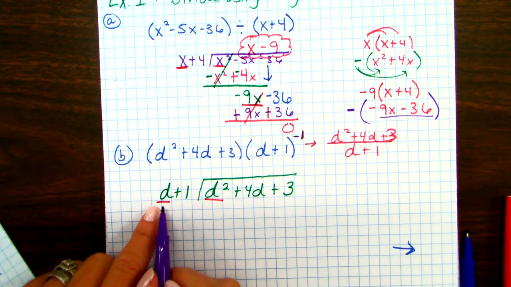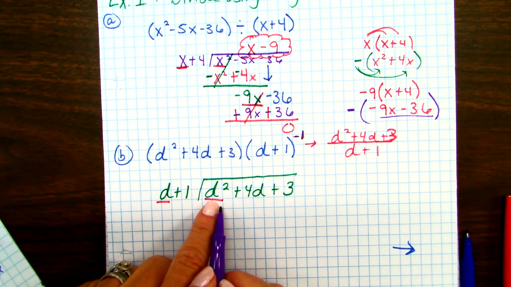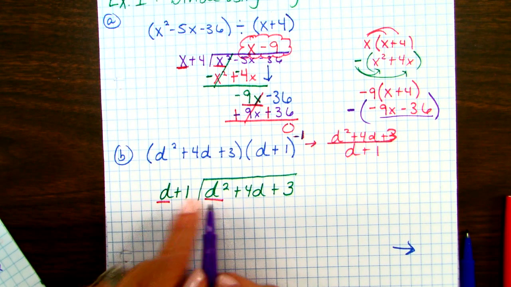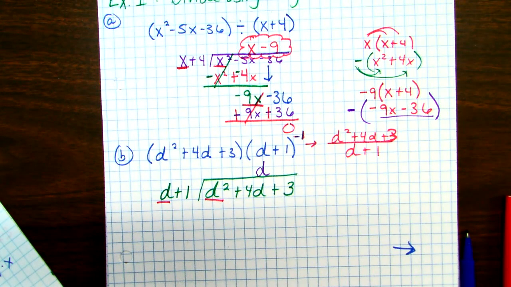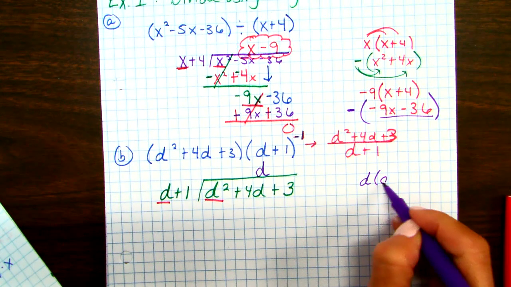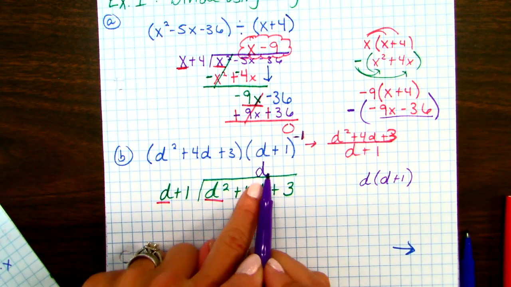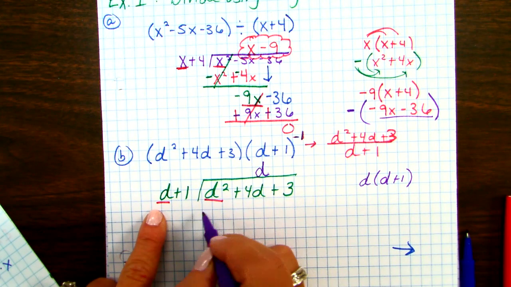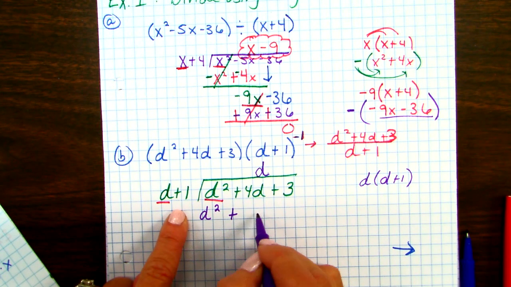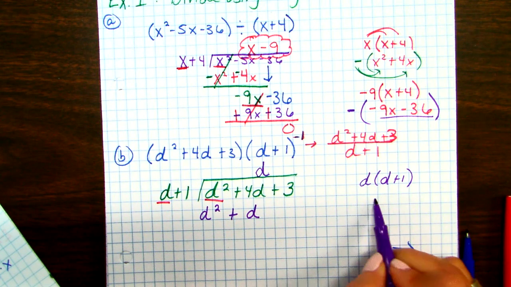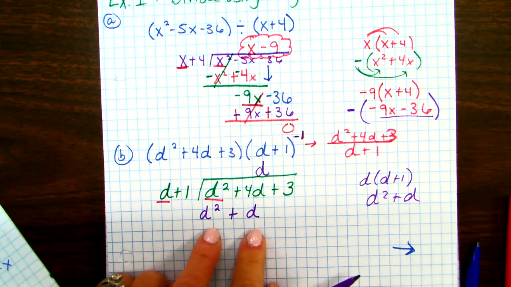Okay, so what times d gives me d squared? D. Think about where you're going to put it. It matters. You want to start right away lining things up perfectly. So you don't put it above the d squared, you don't put it above the 3. Now's the multiplication step. You can go off to the side and do it, or not. D times d is d squared, and d times 1 is 1d, or just d, right? So I just did this, and I put it right there.